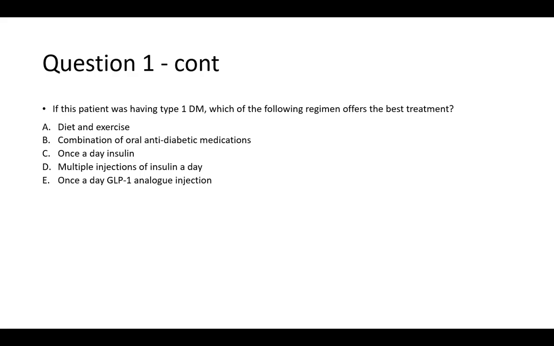If this patient was having type 1 diabetes, which one of the following regimens offers the best treatment? The best treatment. You just diagnosed a patient with type 1 diabetes. Which one? Multiple injections of insulin a day.